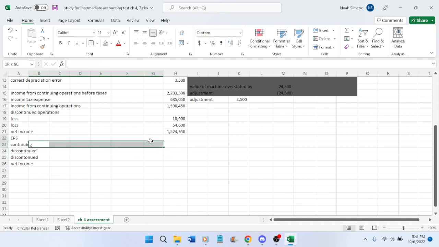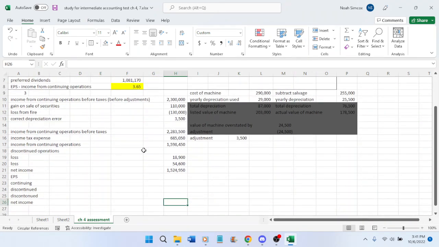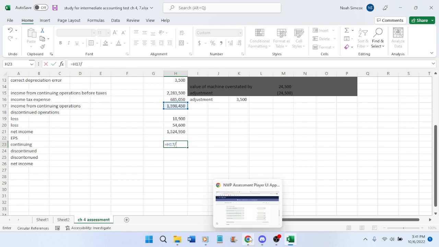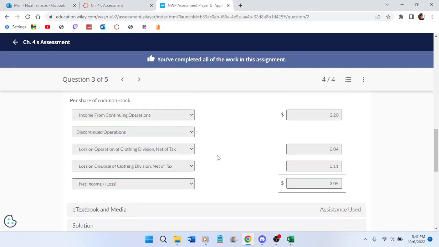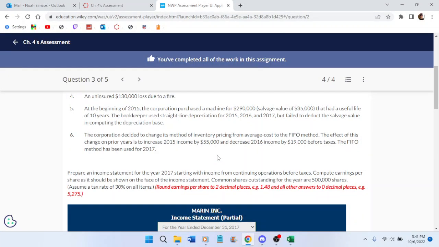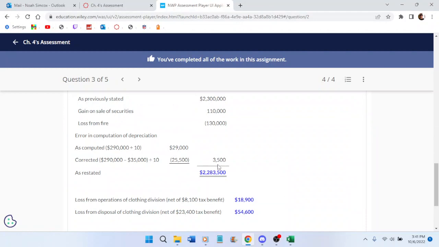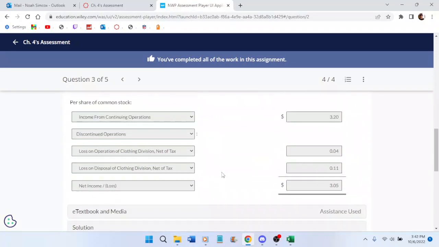Continuing equals income from continuing operations divided by, it would be nice if I had just whatever, 500,000. $3.20. Please tell me that's right. Please be right. Yes, okay.